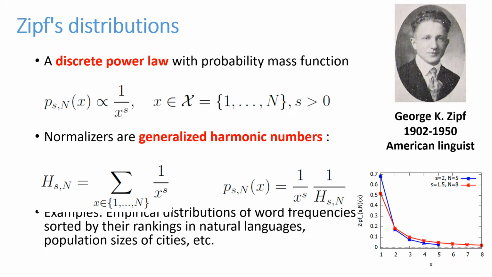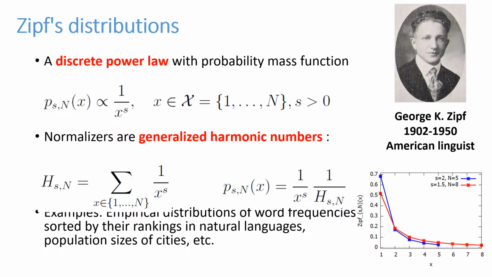To start with, let us consider the Zipf distributions, which are discrete power law distributions with the following probability mass function, P_{s,n}. The normalization constants to make those distributions probability measures are called the generalized harmonic numbers, denoted by H_{s,n}. The support of this distribution is the integers ranging from 1 to n.